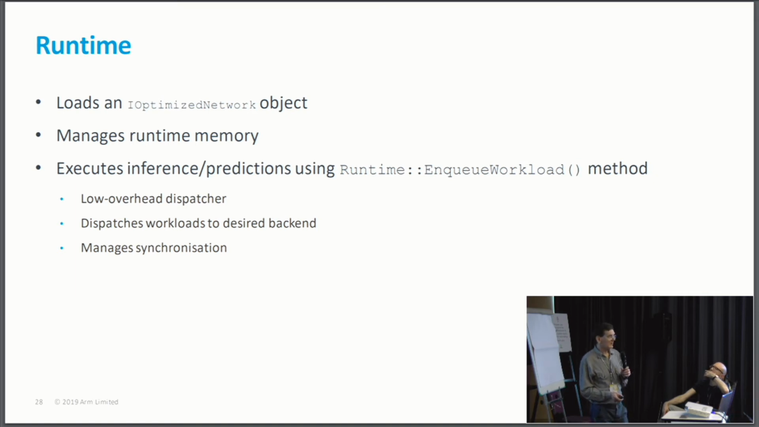The next thing we have, Arm NN has a runtime object, which is for controlling the running of the graph. It manages the runtime memory in a basic way, and it executes inferences and predictions using an interface method called enqueue_workload. The enqueue_workload method is just a very low overhead dispatcher. It dispatches the workloads to the backend assigned previously, and it manages the synchronization.